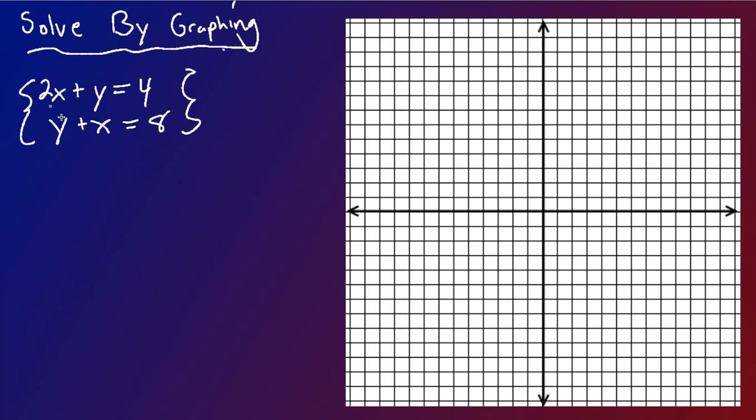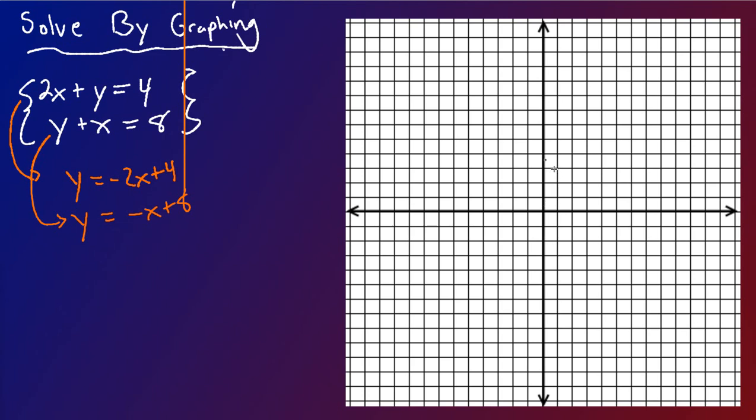So I'm going to go ahead and get this started, and we'll solve for y by subtracting 2x here. So we get negative 2x plus 4. And right here we'll subtract x, and we get y equals negative x plus 8 for this second one. And then we're going to go ahead and graph both of these lines at the same time. So where the lines meet should be the answer.